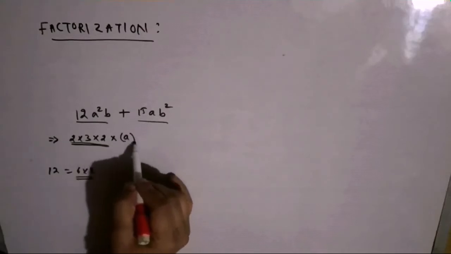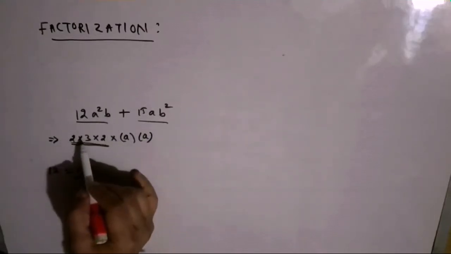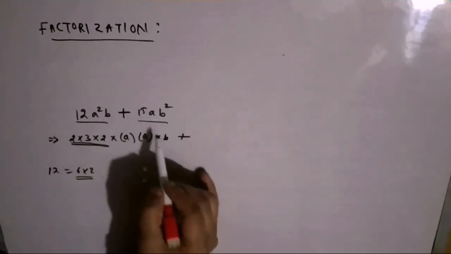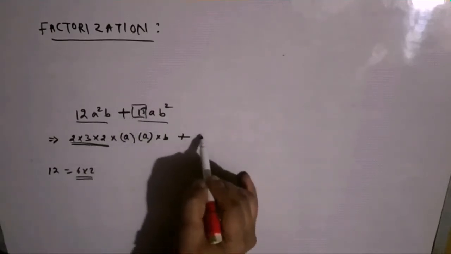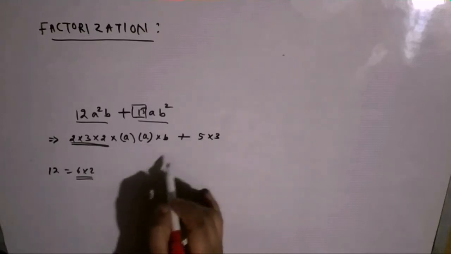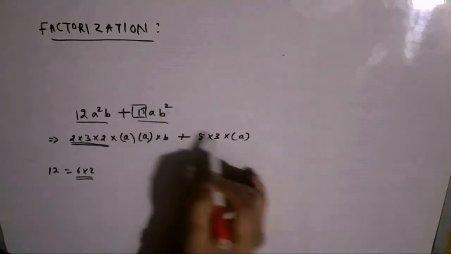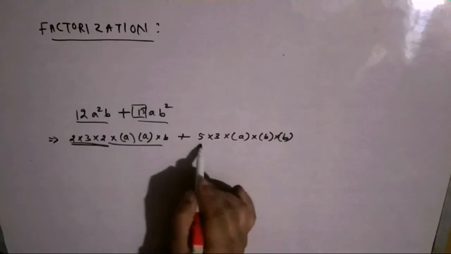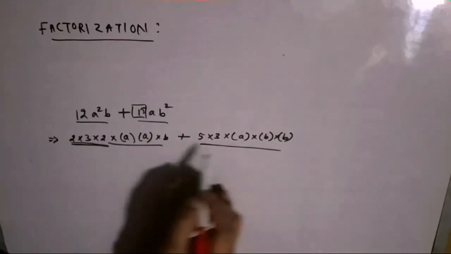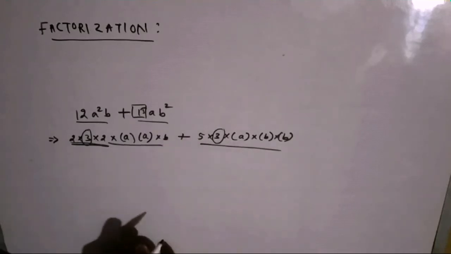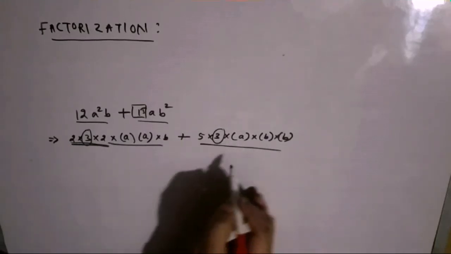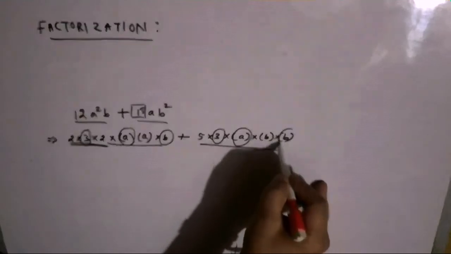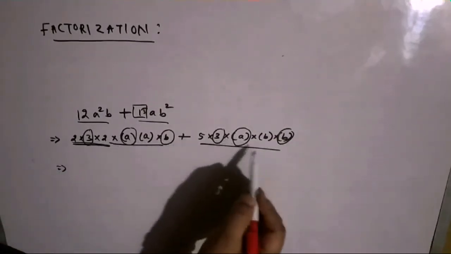Likewise, a square can be written as a into a, because a is twice. Similarly b is once, so into b, and then there is plus. Likewise, 15 has to be divided into primes, so that can be written as 5 into 3, and a is a, and here b is twice, so you can write b into b. Now you can take common out of these two expressions. Here there is 3 and 3, but there is no 2 in the second term, so you cannot take that common. Here it is twice a and here once a, so you can take one a common. Likewise b you can take common. Wherever there is a circle, you can take common.